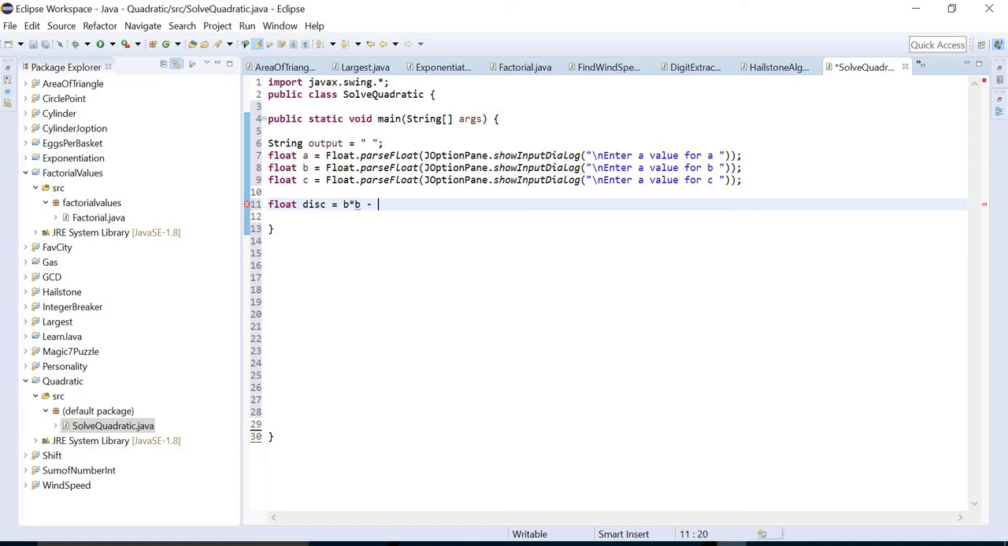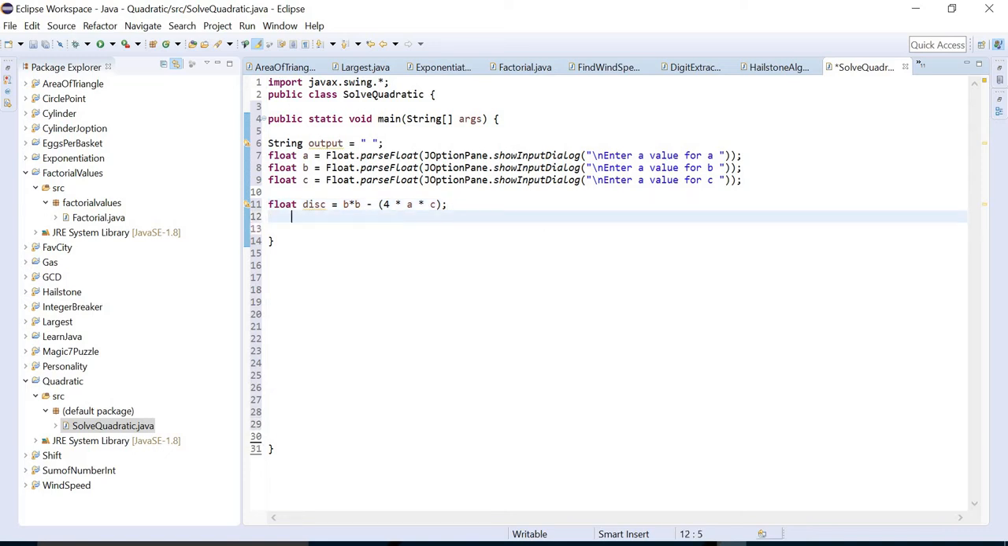Minus 4 times a times c. Does this make sense, guys? So basically, the discriminant is everything under the square root, okay? b squared minus 4ac. That's what we have here, okay?